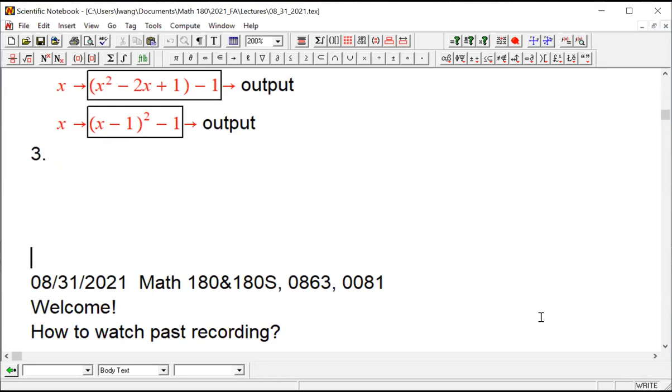What is principle number 3? I want everybody to write it down. Did you guys make those flashcards?